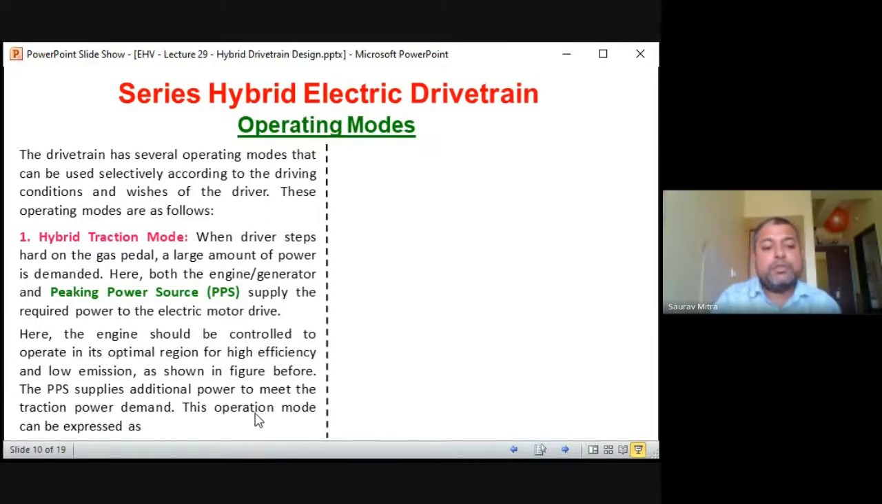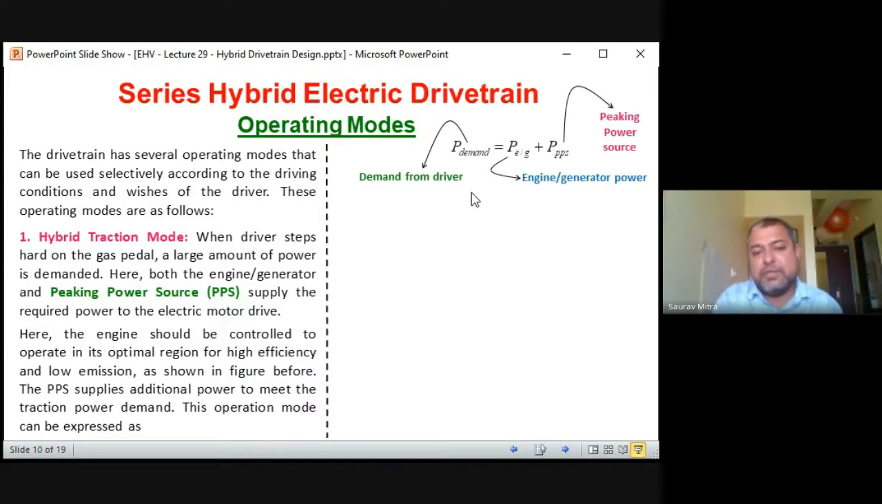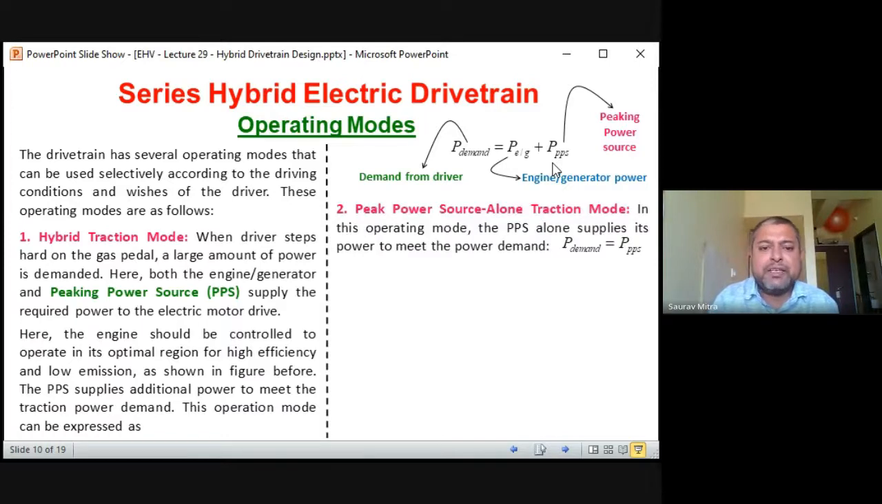The operation mode can be expressed as follows. This is the high power demand from the driver. It is given in two parts: P_EG, that is the engine generator, plus PPS. We have been talking about this formula since long back. This is the first type, hybrid traction mode. Second is the peaking power source alone traction mode. In this case, the power demand is supplied only by the PPS. That means the battery is actually giving all the power required to the driving motor.